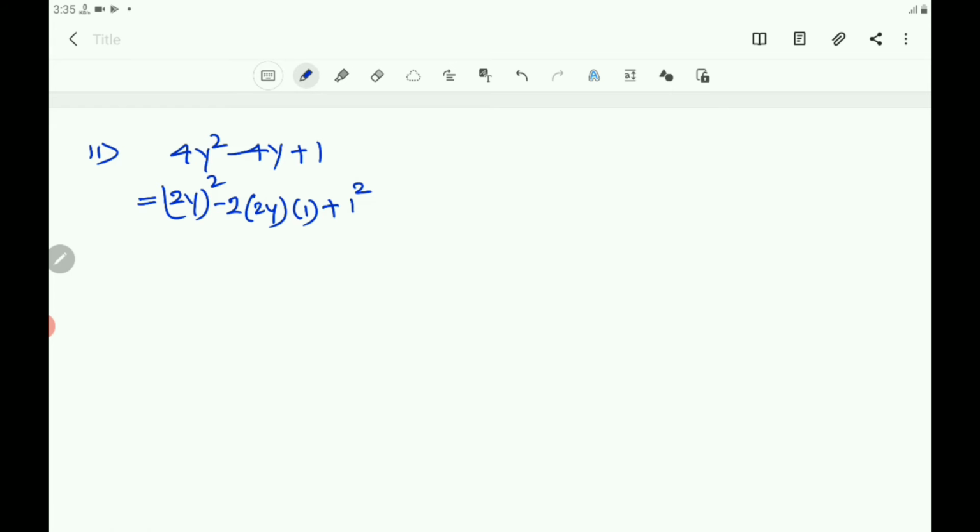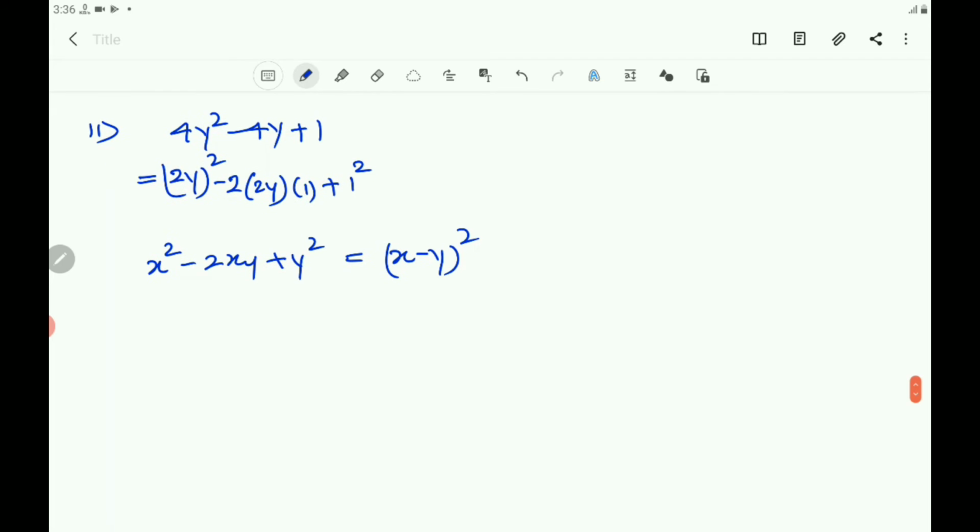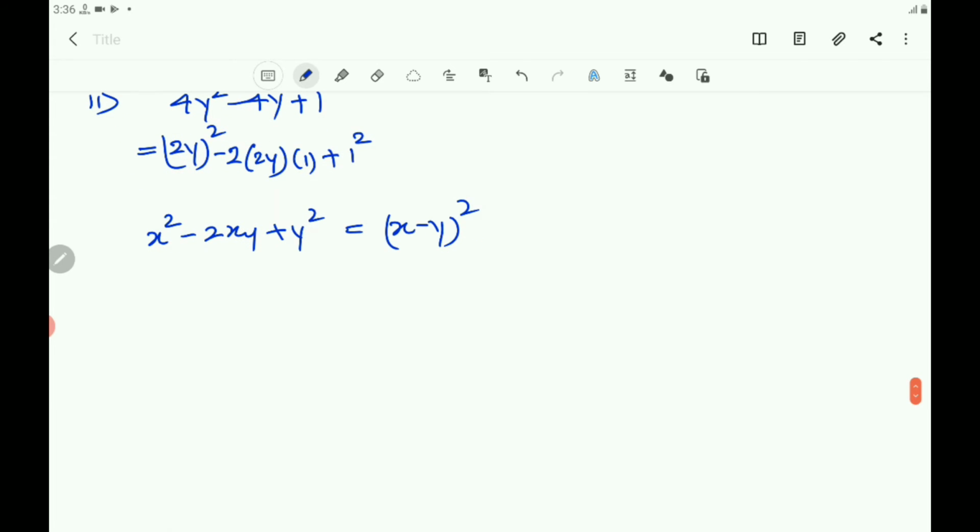Again, this is in the form of x² − 2xy + y². So this is the expansion of the form x² − 2xy + y². So you write x² − 2xy + y² is the expansion of what? (x − y)². x² − 2xy + y² is the expansion of (x − y)².